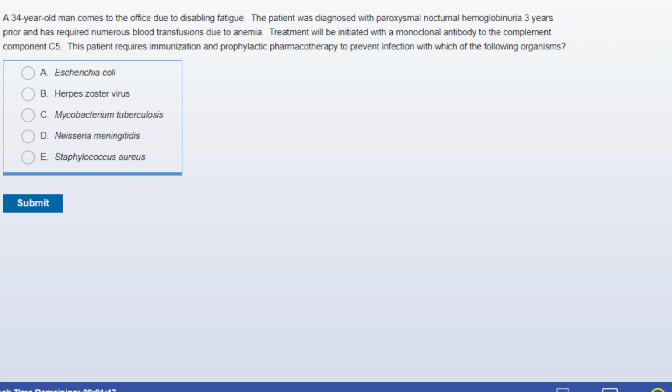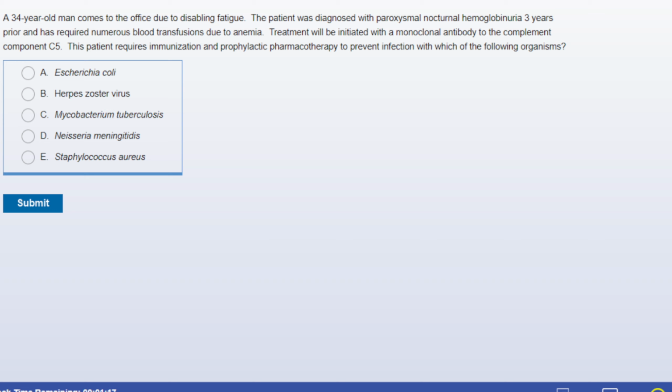So we're gonna read this question now. We have a question here. This is a 34-year-old man who comes to the office due to disabling fatigue. The patient was diagnosed with paroxysmal nocturnal hemoglobinuria 3 years prior and has required numerous blood transfusions due to anemia. The treatment will be initiated with a monoclonal antibody to complement C5. These patients require immunization and prophylactic pharmacotherapy to prevent infection with which of the following organisms?